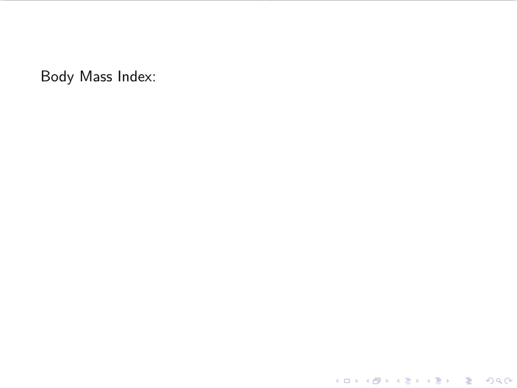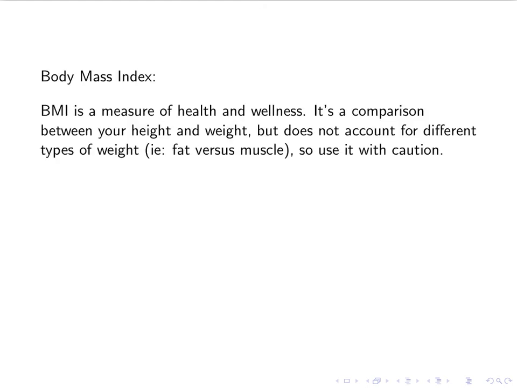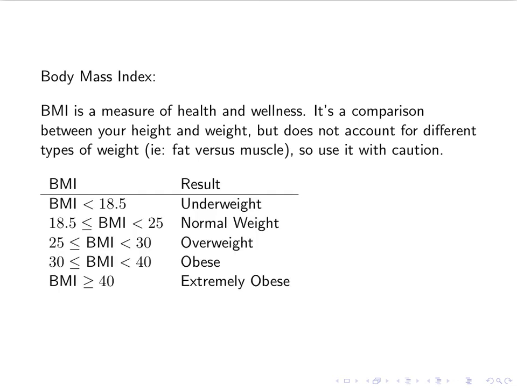The next one is body mass index. So the BMI is a measure of health and wellness. What it is, it's a comparison between your height and weight, but it doesn't account for the different types of weight, i.e. fat versus muscle. So when you find your BMI, you have to use it with some caution. Sometimes it's higher than what it would indicate because muscle weighs more than fat. So it's not something to be used strictly as is. But here are the basic results from it.